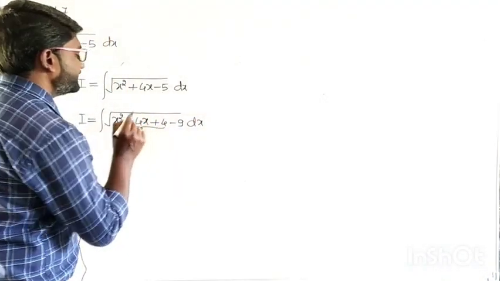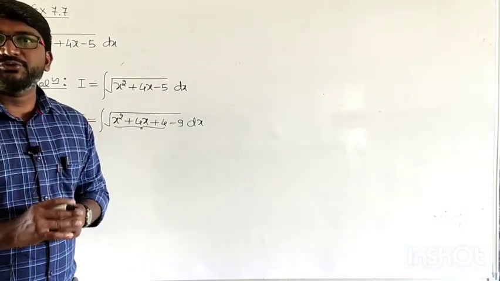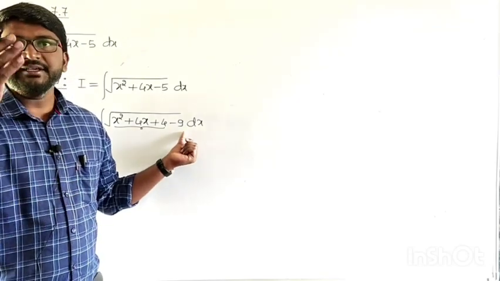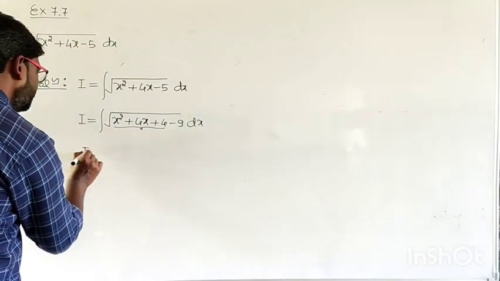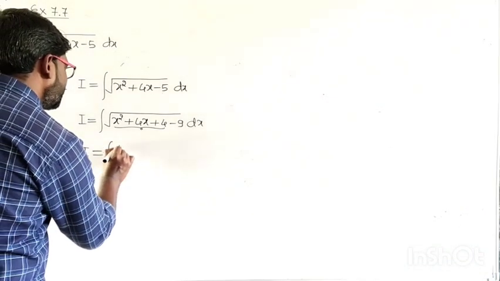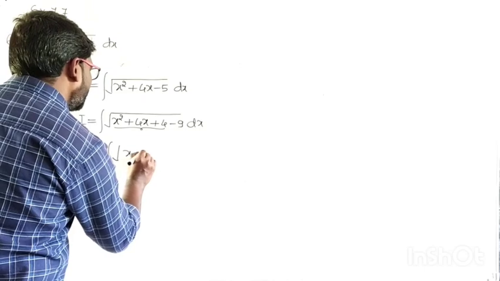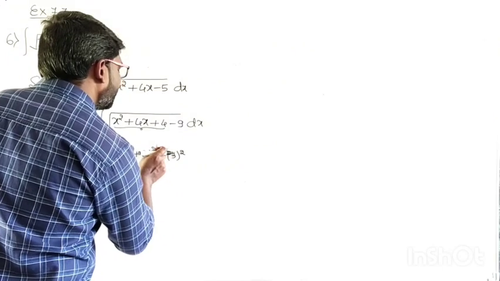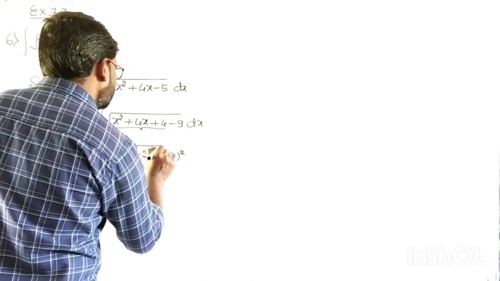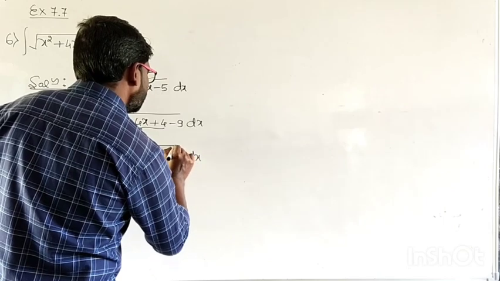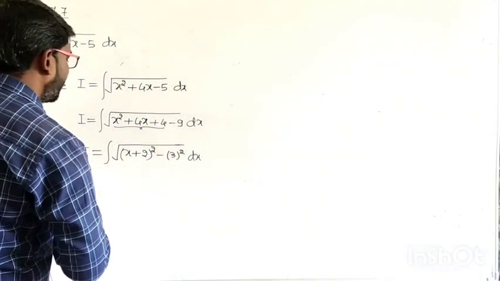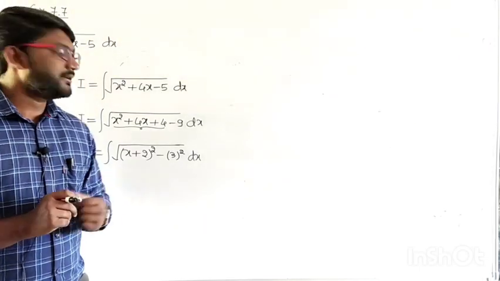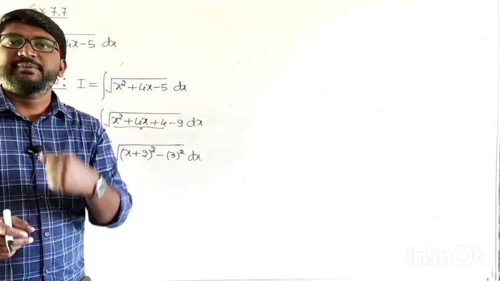So now how do we write these three terms? It can be written as x plus 2 the whole square, and here minus, write it as it is. Then 9 can be written as 3 square. So now I is the integral of the square root of x plus 2 the whole square minus 3 square dx. Now this is in the form of the integration of the square root of x square minus a square, where x is nothing but x plus 2.